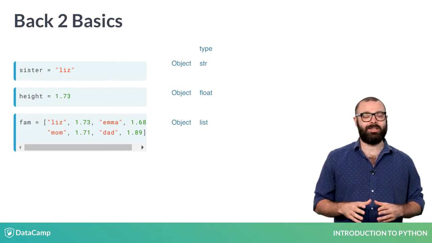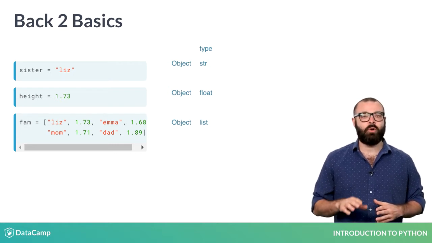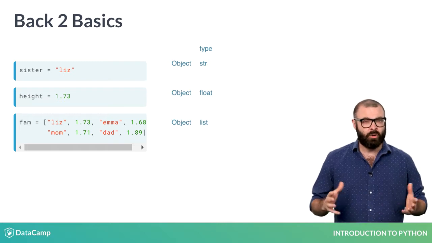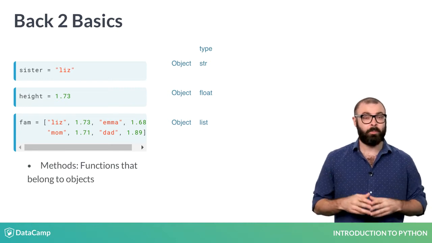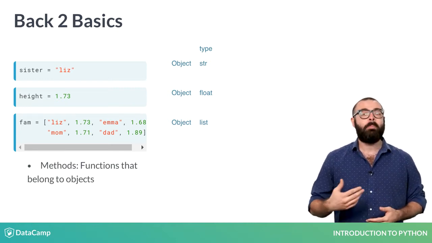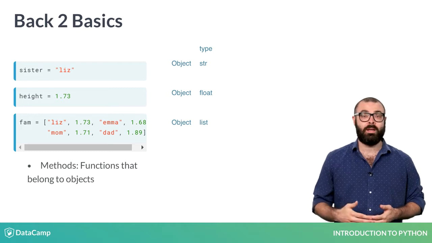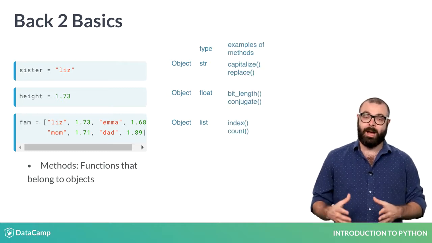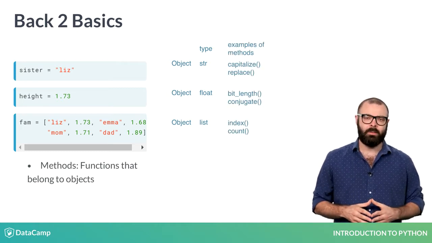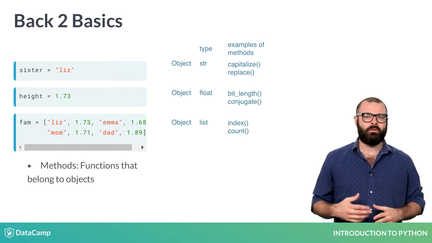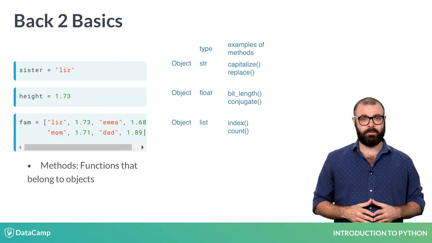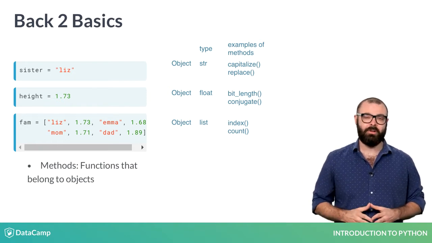But in addition to this, Python objects also come with a bunch of so-called methods. You can think of methods as functions that belong to Python objects. A Python object of type string has methods such as capitalize and replace. But also, objects of type float and list have specific methods depending on the type. Enough for the theory now. Let's try to use a method.